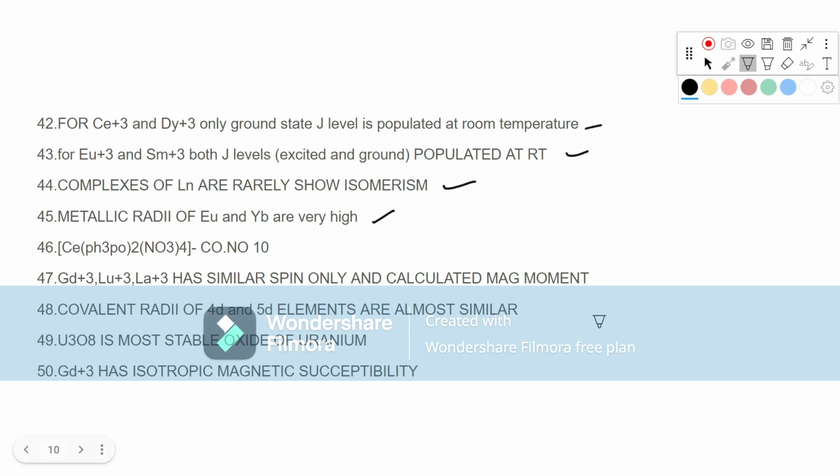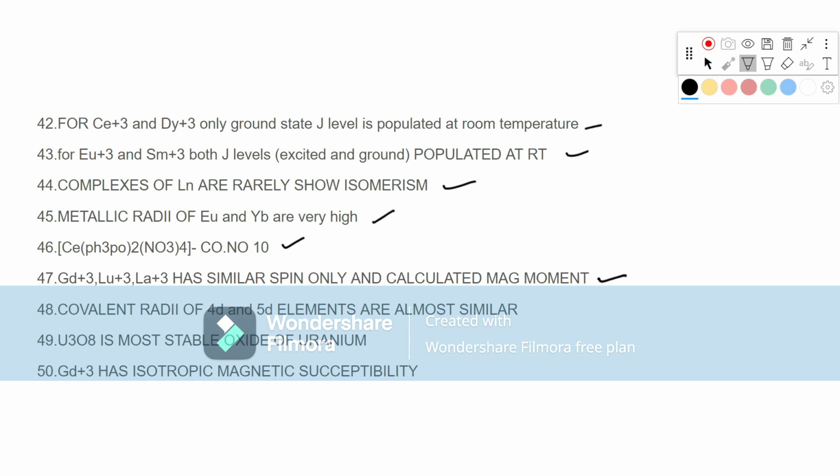Next, Ce(pivalate) twice, NO3 four times minus. What is the coordination number? Here bidentate, so 4 times 2 is 8. Here 2 1 2, so 8 plus 2 is 10. Okay. Next, gadolinium +3, lutetium +3, lanthanum +3 have similar spin only and calculated magnetic moments.